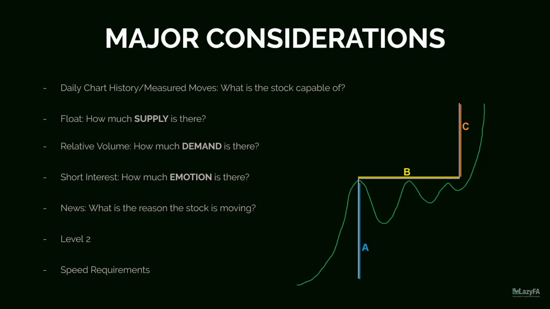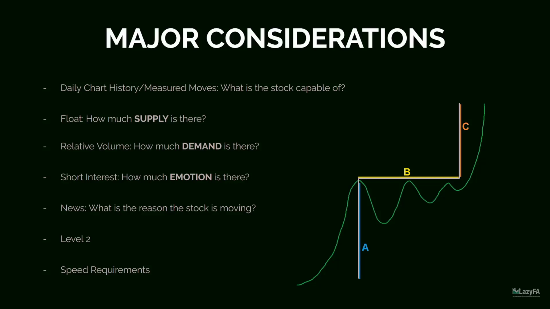So considering that along with the float and how much supply there is relative to the volume, for example, if there's 10 million shares in the float and the stock has already traded 10 million shares at 9:45 a.m., you still have the entire trading day for it to rotate through the same shares over and over again. And that means the stock can continue going higher and higher because it's just traders recycling the same shares at different prices.